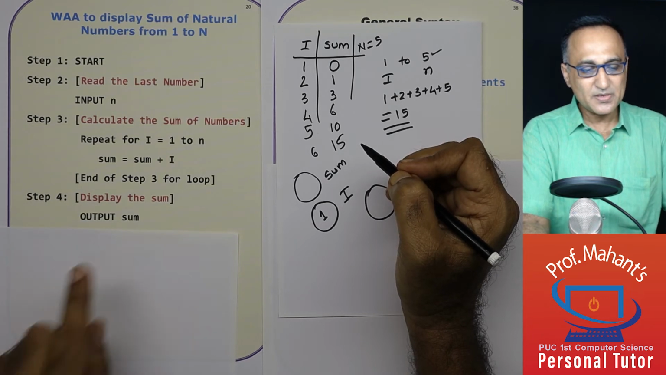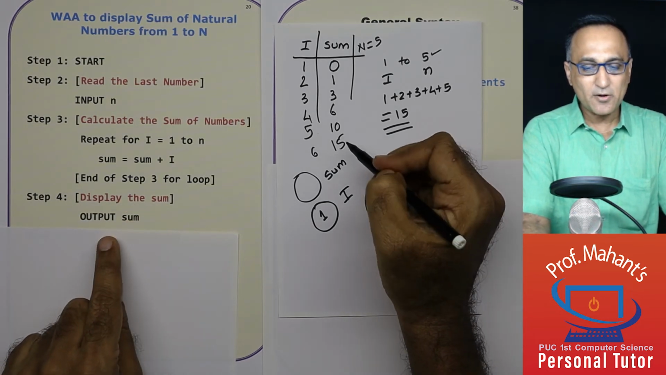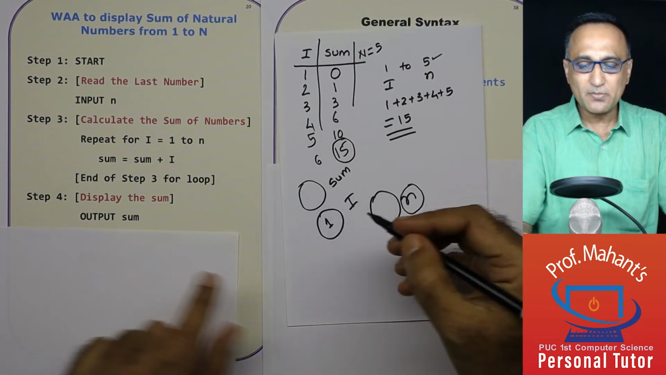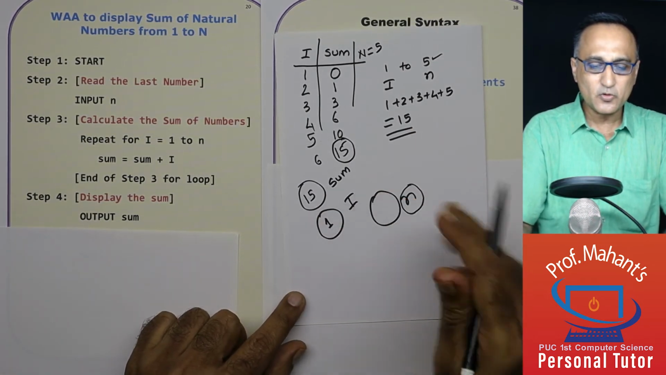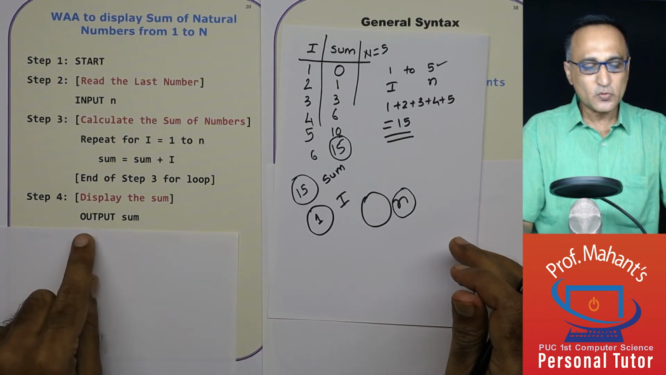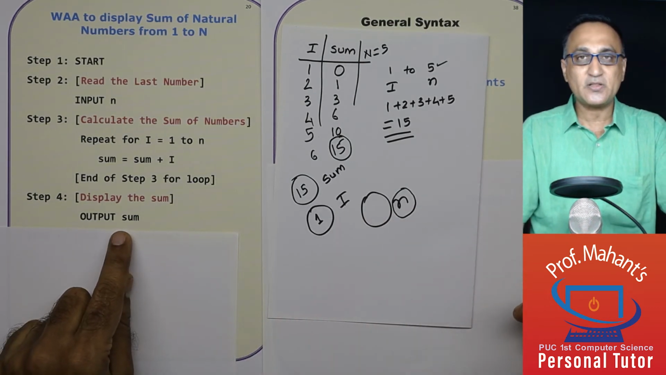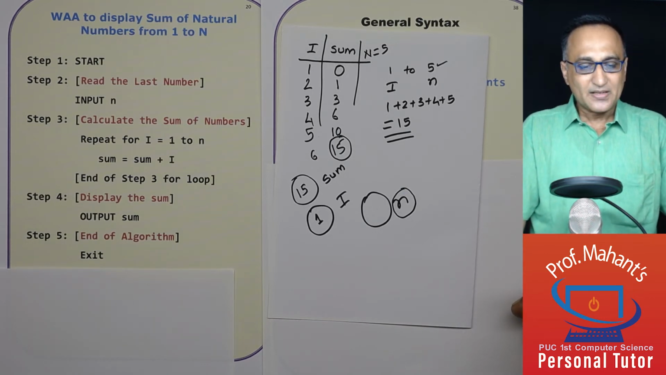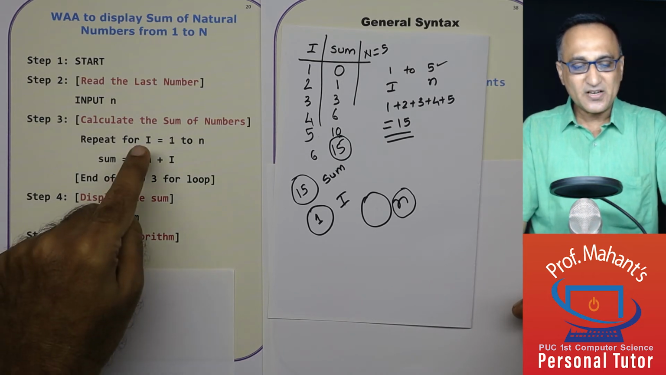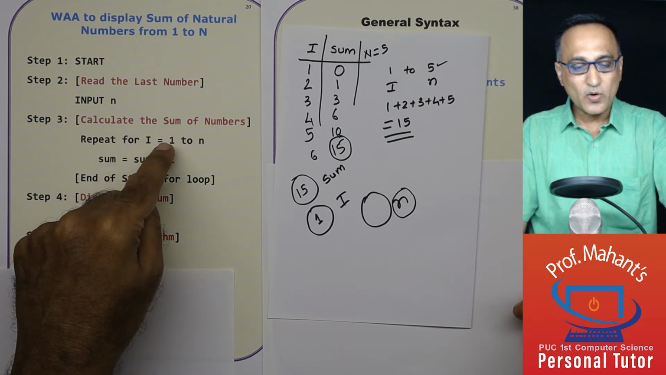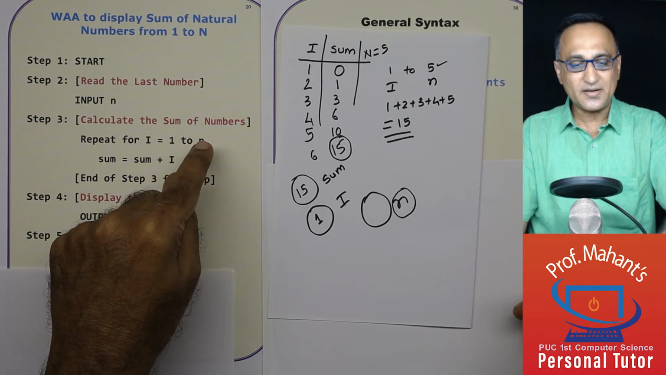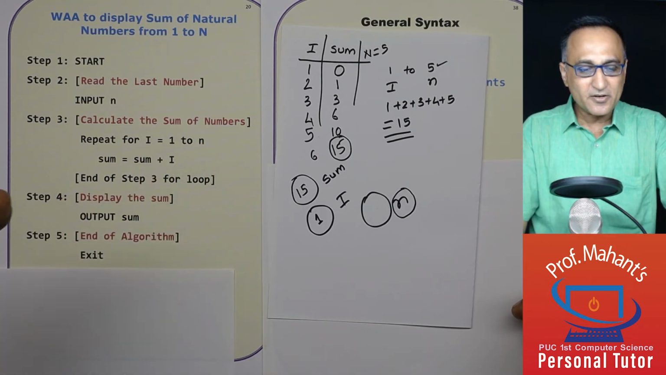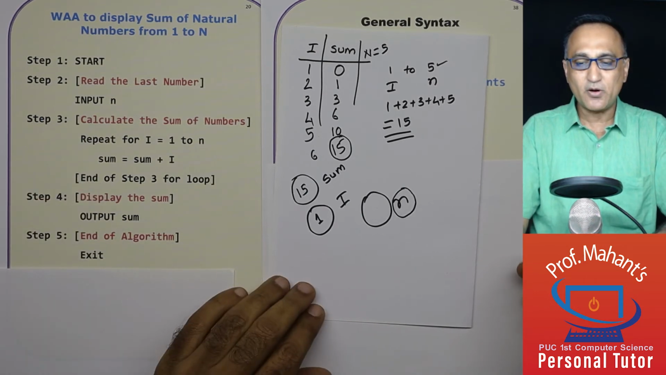The second last step is to display the sum. The value of the sum is held in this variable or memory location called sum, whose value happens to be 15. So when I say output sum, 15 is displayed on the screen. Then finally I am coming to the end of the algorithm and exiting. Now using the repeat for, I have generated the value of I starting from 1 till whatever value of n the user enters, and each number I have added to sum. Finally, that's when I end up getting the value of sum.